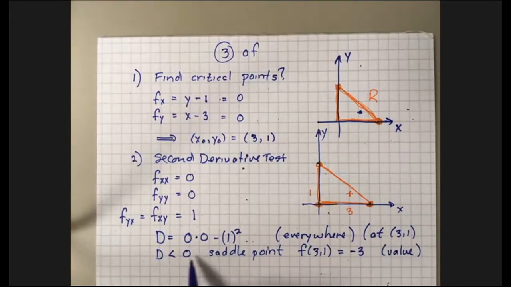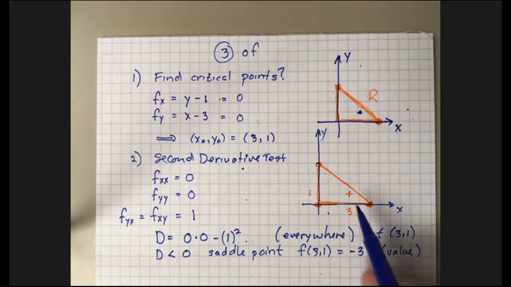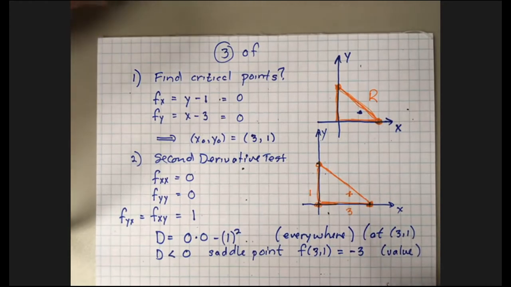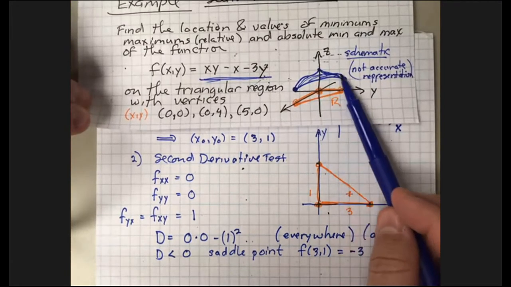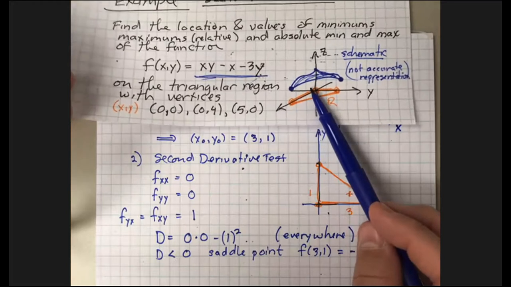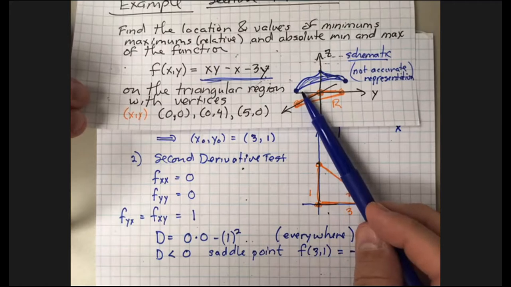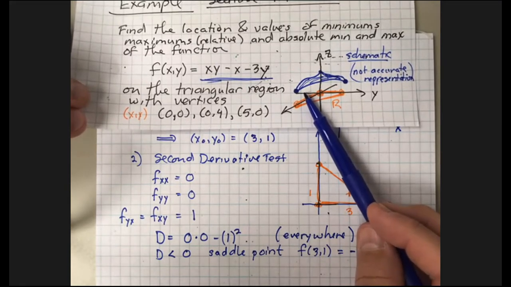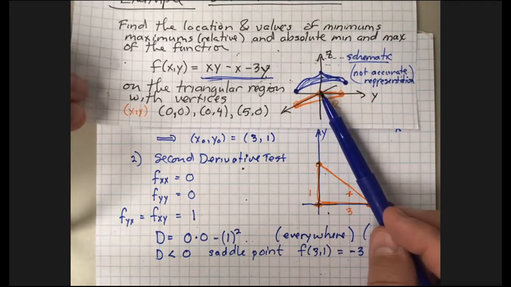So what do I got? My only hope for a mountaintop or a valley bottom inside the region was at (3, 1). And that turned out to be a saddle point. But I want you to use this analogy of the sharp piece of metal. That means that somewhere on this boundary, I have an absolute high and an absolute low. And like any sharp shard of metal or glass, I don't see glass bent into a curvy shape, although you could talk about the shard of a glass bottle broken.